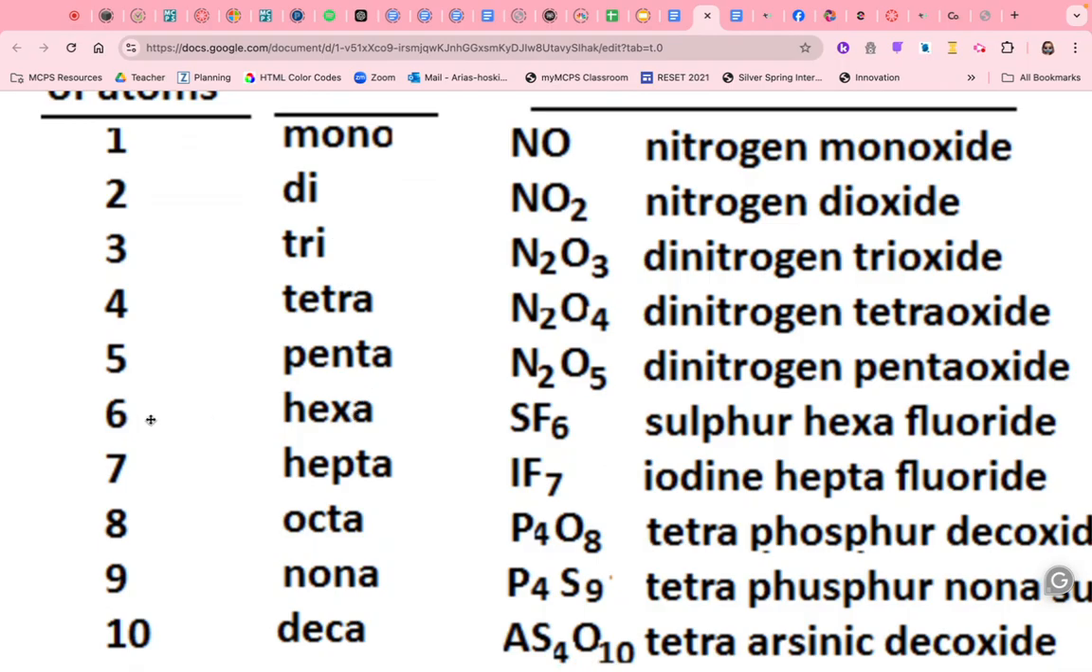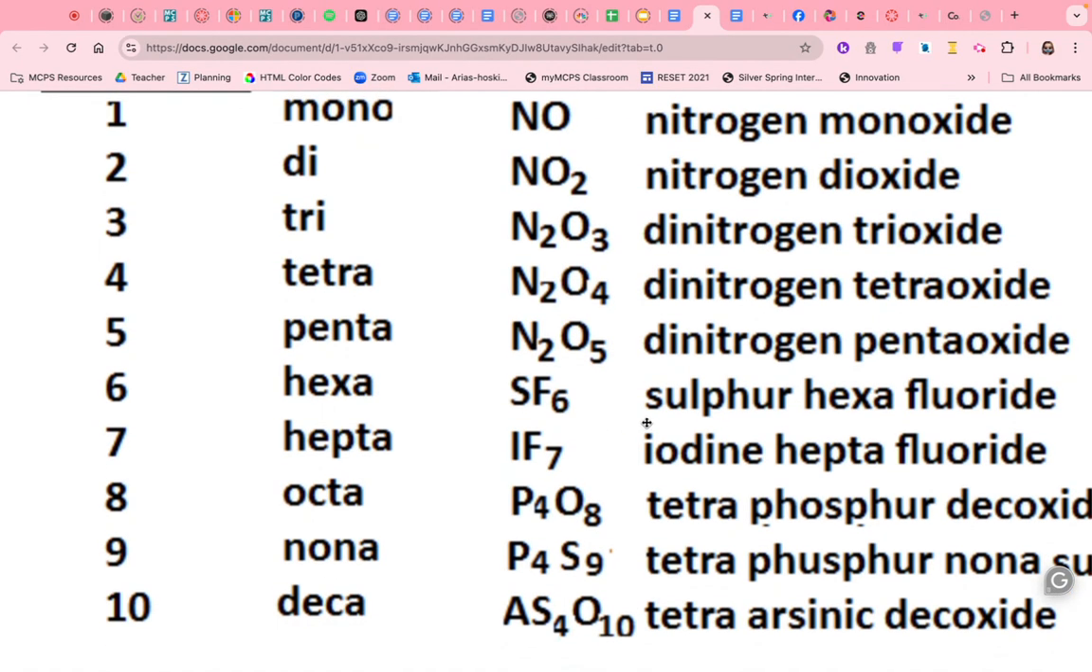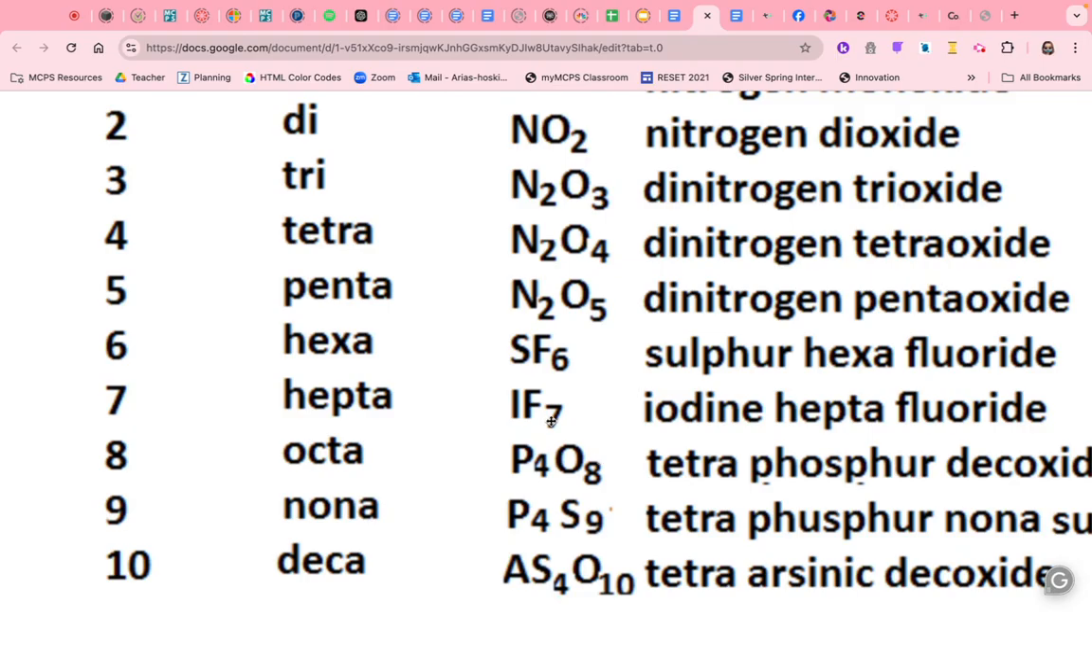Hexa is actually for number 6. So if you look in here, SF6, 6, okay? So you have the sulfur. If you go to the periodic table, S is sulfur. F is fluoride, but then don't forget that hexa is going to go before fluoride. So it would be hexafluoride. Okay, the same for 7 is going to be hepta, so heptafluoride.